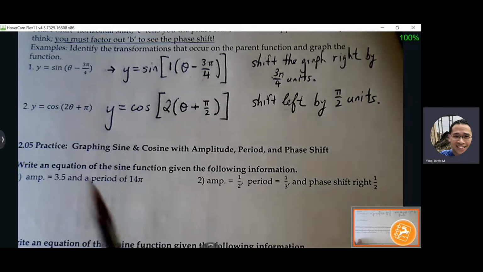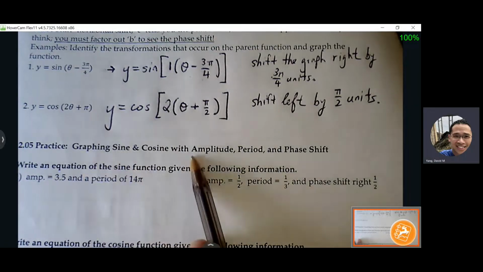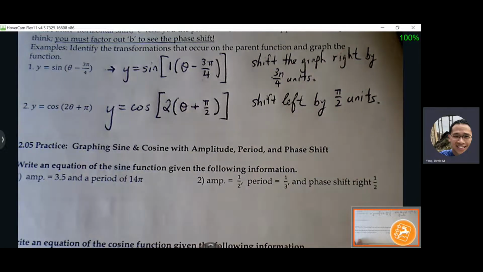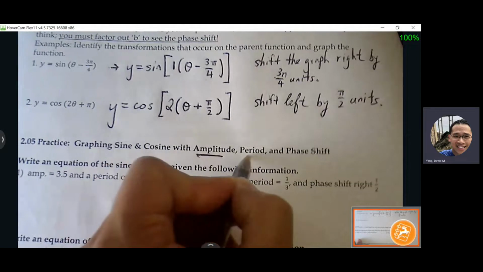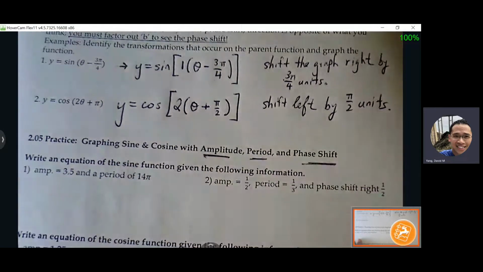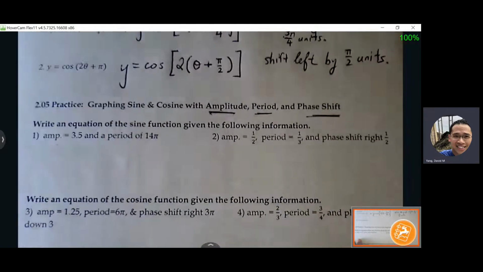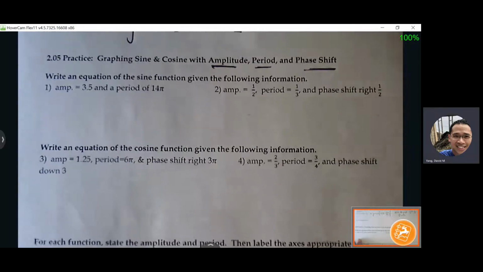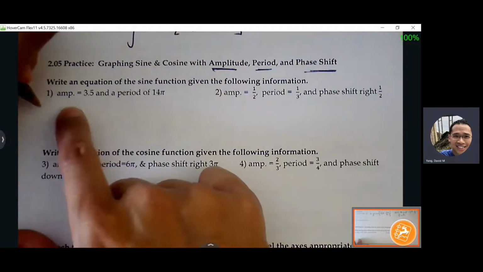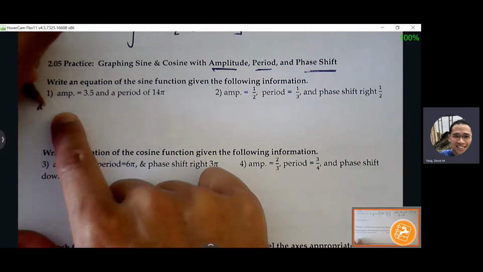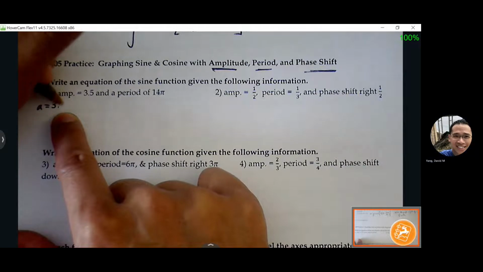Okay, so now we're going to try to practice putting some things together from the previous section, involving amplitude, period, and phase shift. Okay, so number 1 says write an equation of the sine function given the following information. Amplitude is 3.5 and a period of 14 pi. So here there's no phase shift. We just have to worry about how to get the A and B values. So we know A is 3.5.